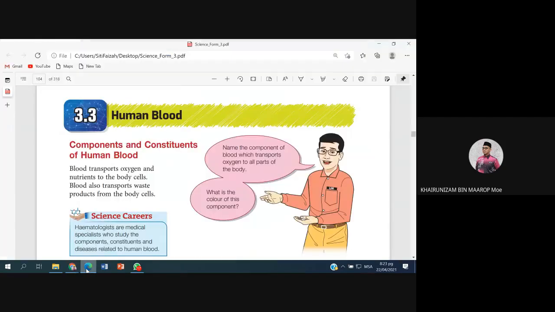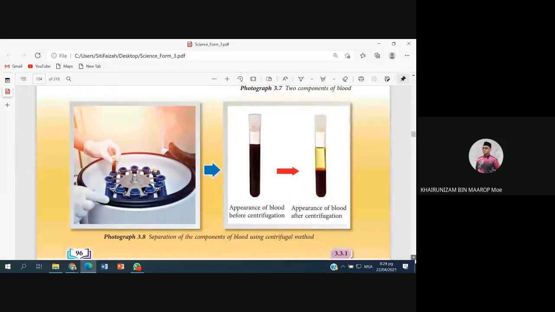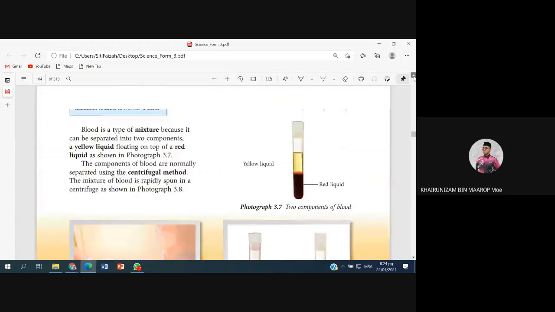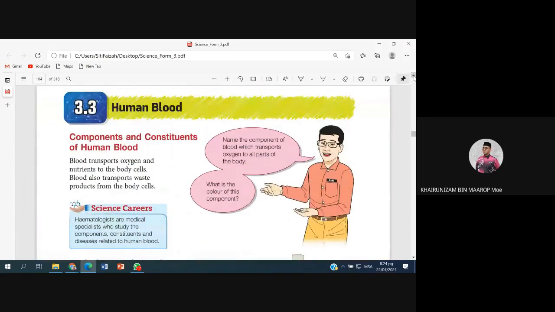Now we proceed another skill. Okay, today we want to learn about the human blood. Okay, human blood. You can refer your textbook. Page, is that page 104? No, the page 96. Page 96. Okay, human blood. Okay, component and constituents of human blood.